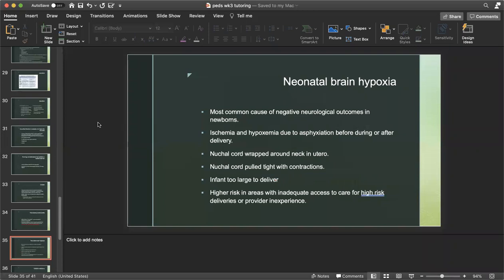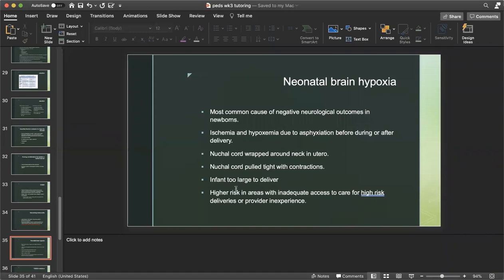So neonatal brain hypoxia. It's the most common cause of negative neurological outcome in newborns. Ischemia and hypoxia due to asphyxiation before, during, or after delivery. So the nuchal cord could be wrapped around their neck in utero. It could be pulled too tightly during contractions. The infant could be too large to deliver, or they're in a higher risk area so they can't get good access to care for high risk deliveries, or the provider doesn't have enough experience.